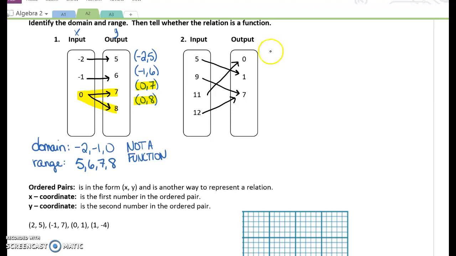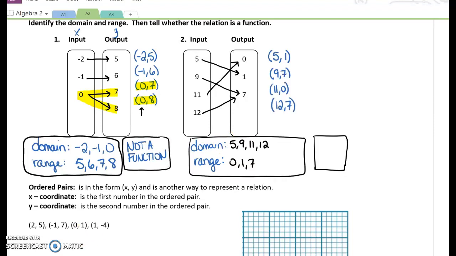So in number 2, I'm going to get you started on the ordered pairs. The ordered pairs would be 5, what's the second part of that point? 5, 1. Write the ordered pairs. Identify the domain and range, and then decide if it is a function or not.